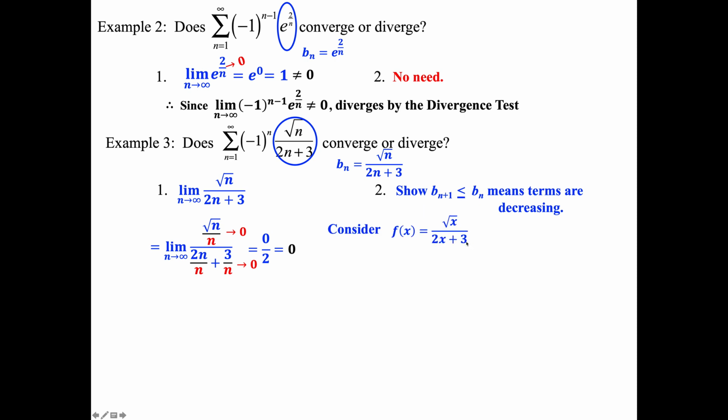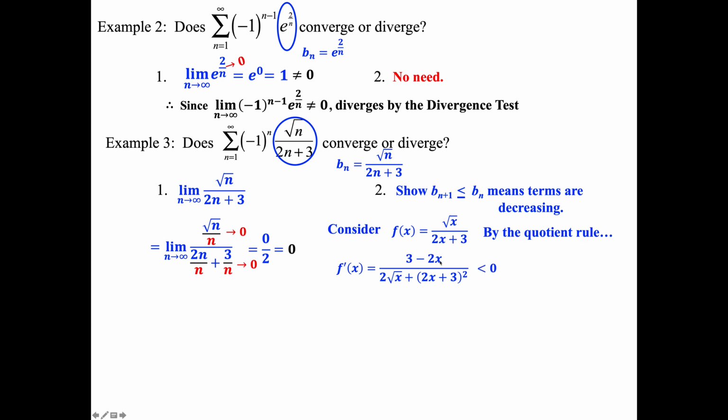Number 2, let's show that it is decreasing. I'm going to give you an example of how to do this by using the first derivative. You change your b sub n into a regular function and take its derivative by the quotient rule, and you end up with 3 minus 2x over 2 times the square root of x plus 2x plus 3 to the second power. See if this is going to be less than 0.